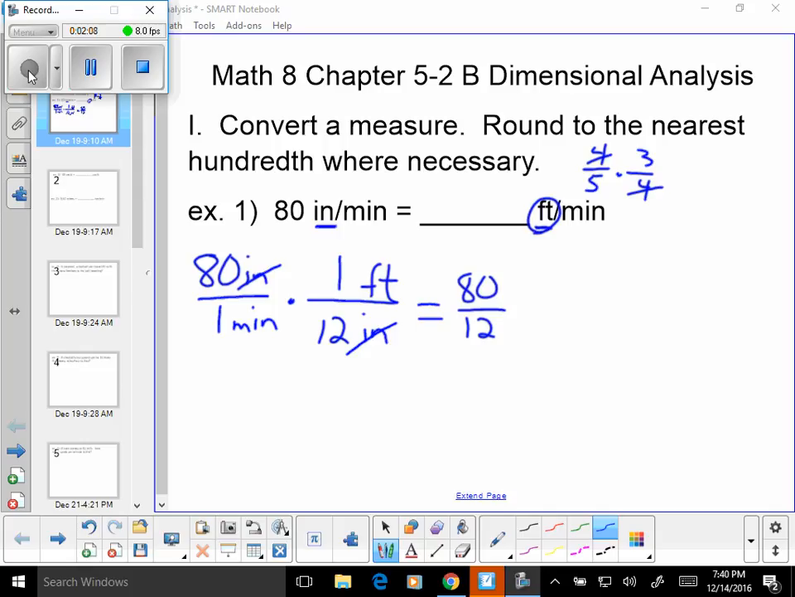I don't normally mess around with looking at doing a lot of conversions, although you certainly can if you'd like, but these are far easier if you just use them on a calculator. If you take 80 divided by 12, you're going to get a 6.6 repeating, and our directions do say to round off to the nearest hundredth. So we're going to have 6.67 feet per minute.